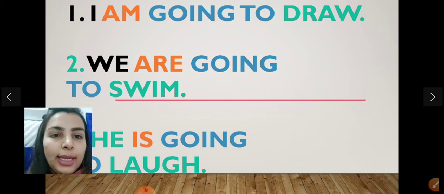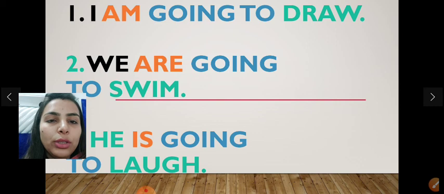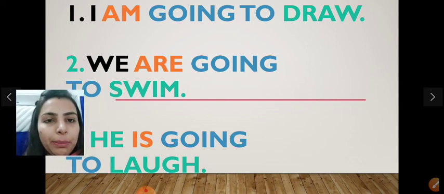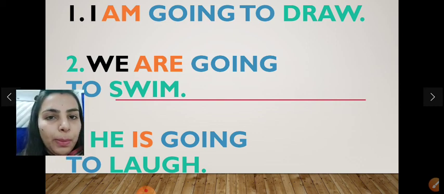Next is he is going to laugh. He is going to laugh. Is is also a be verb, and when we use the be verb with the words going to, it tells us that the action will be performed in the future. So he is going to laugh. That also describes the simple future tense.